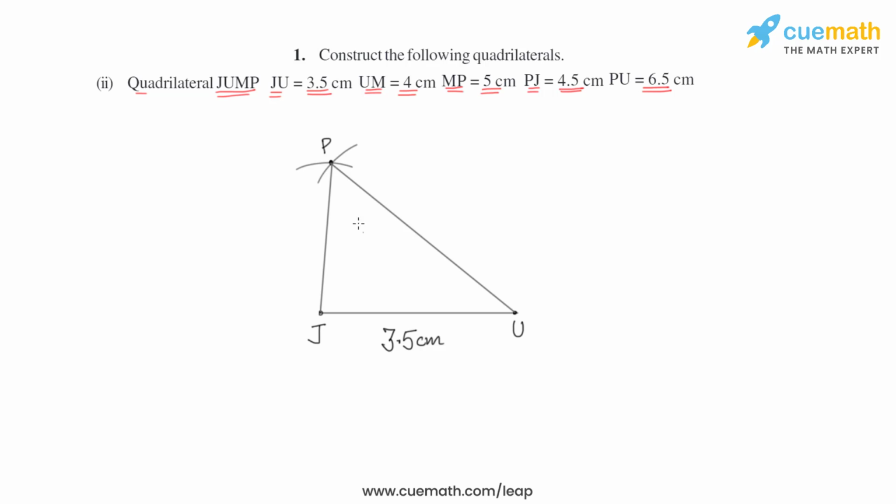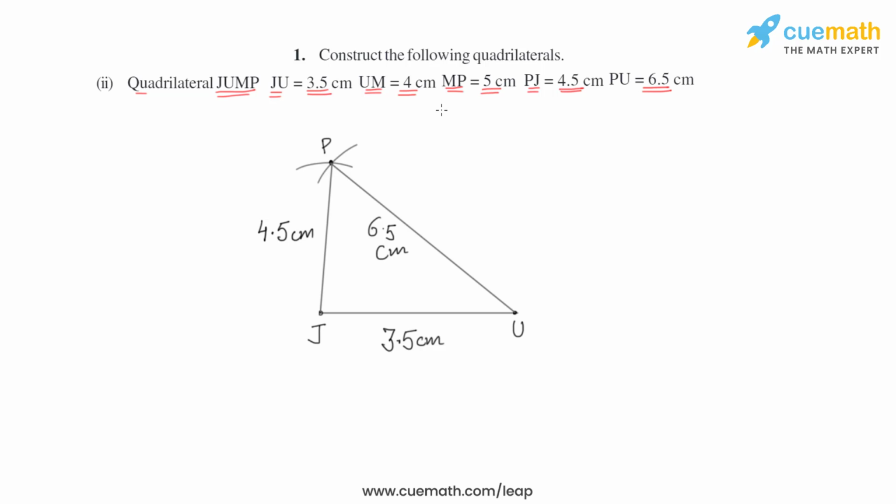Now next step. So we have constructed triangle PJU. Let's mark the sides. PJ is 4.5 centimeters and PU is 6.5 centimeters. Let's move ahead.